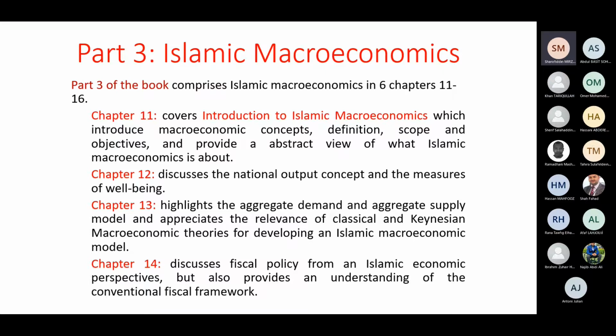I will proceed with the last part of the book, which is part 3, talking about Islamic macroeconomics. This part comprises 6 chapters, from 11 until 16. The 11th chapter covers the introduction to Islamic macroeconomics, which includes macroeconomic concepts, definition, scope, and objective, and provides an abstract view of what Islamic macroeconomics is about.